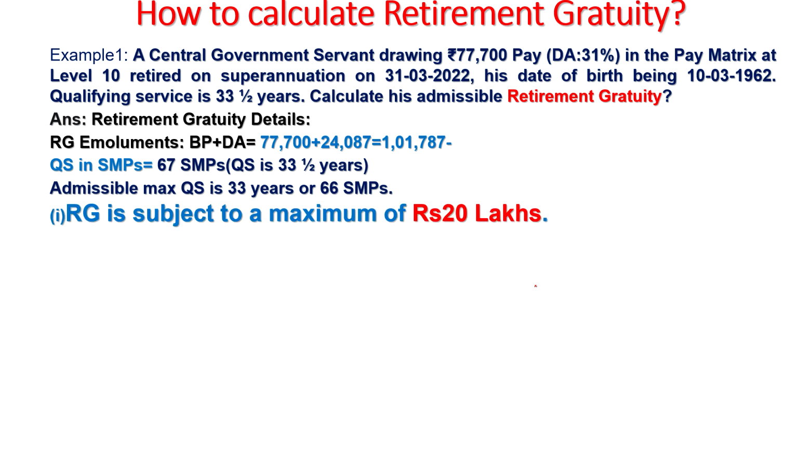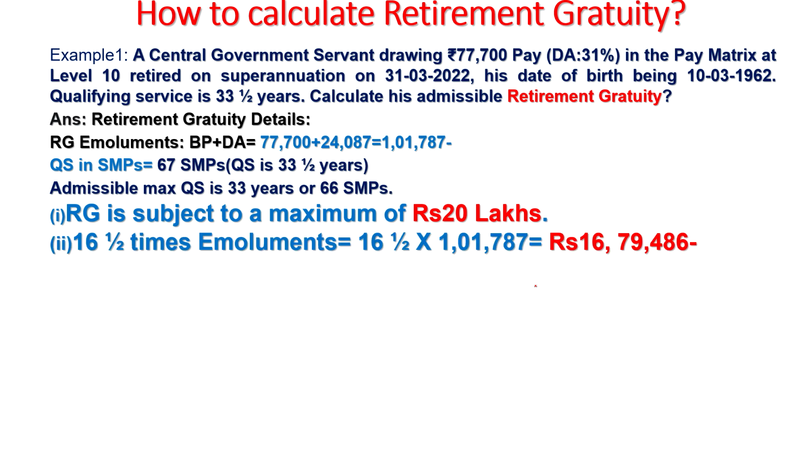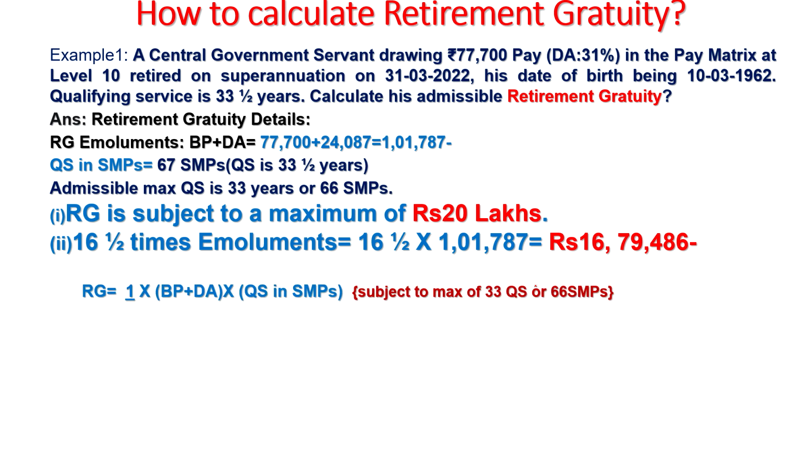So RG is subject to a maximum of 20 lakhs also. 16 and a half times the emoluments means 16 and a half into emoluments, which is basic plus DA, that is 1,01,787. It comes to 16,79,486. And we give the formula also.